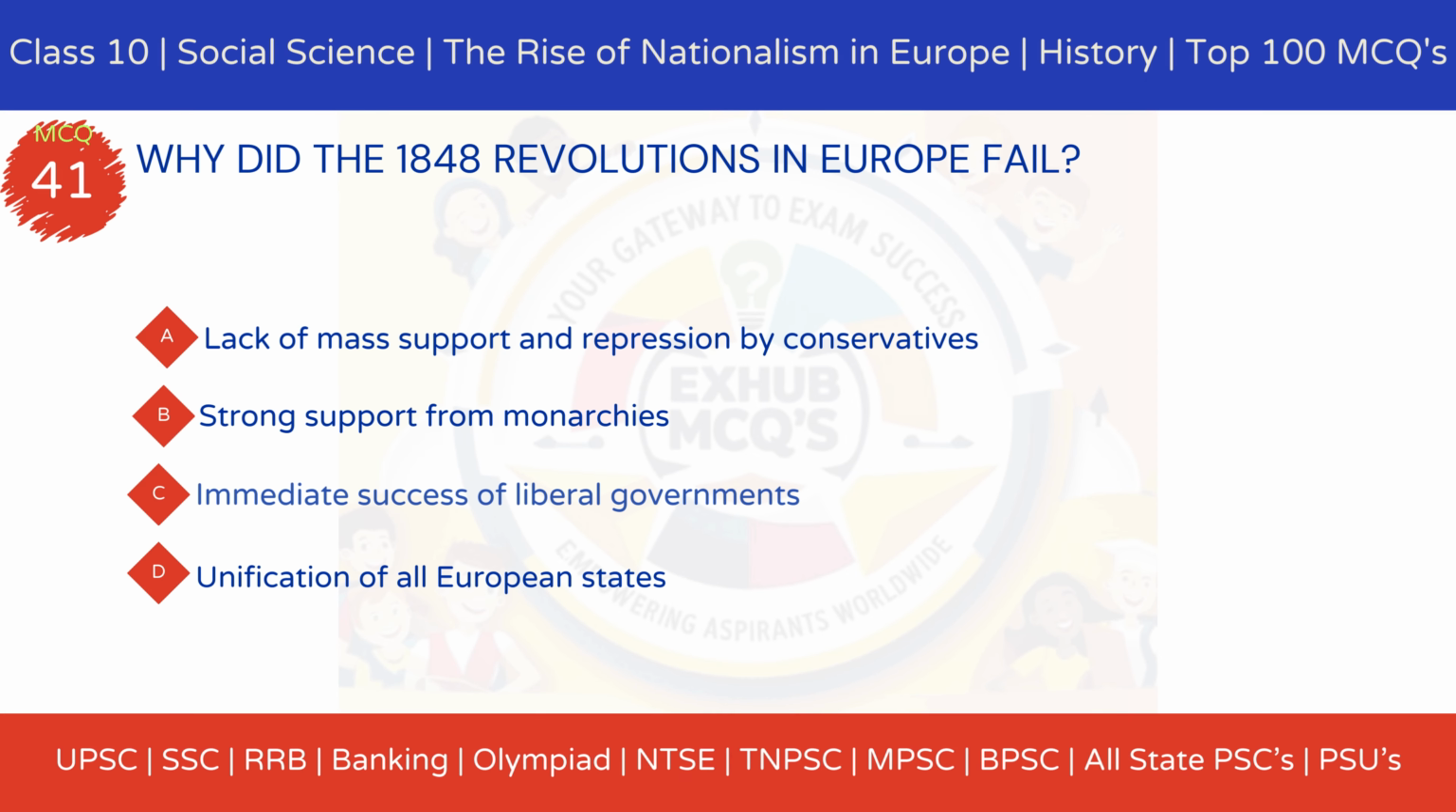Question 1. Why did the 1848 revolutions in Europe fail? Option A, lack of mass support and repression by conservatives. Option B, strong support from monarchies. Option C, immediate success of liberal governments. Option D, unification of all European states.